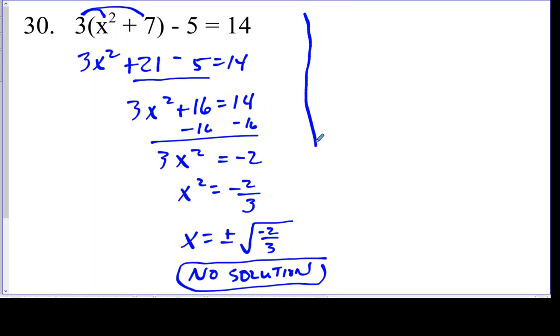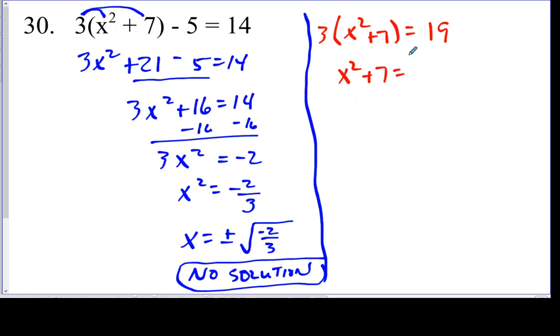Let's just quickly look at the other way you could have done this. Rather than distributing the 3 first, you could have added 5 to both sides, and that would leave you with 3 times x squared plus 7 equals 19. Just add 5 to both sides, and then at this point, rather than distributing, you could just undo the times 3 by dividing both sides by 3. So you would have x squared plus 7 equals 19 over 3, and at this point subtract 7 from both sides, and you could have x squared equals 19 over 3 minus 7. You just took away 7 from both sides.